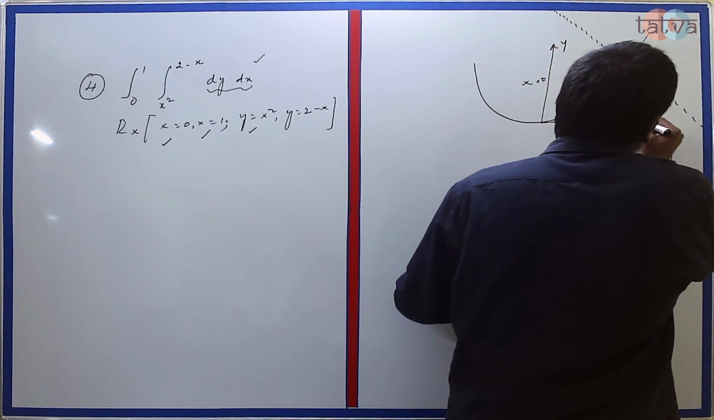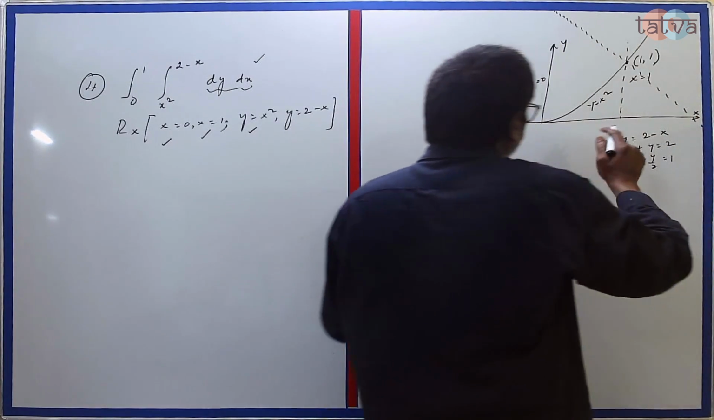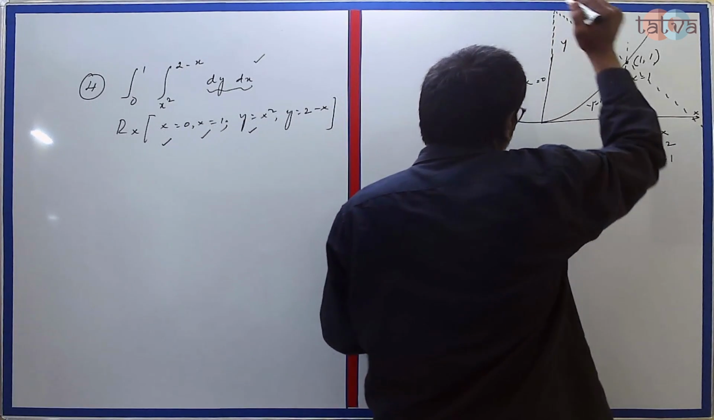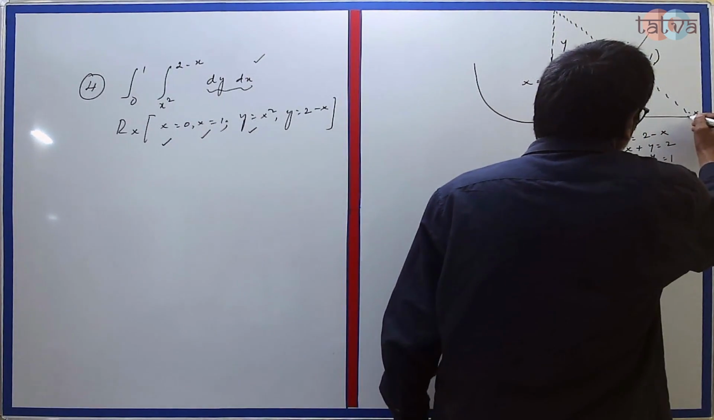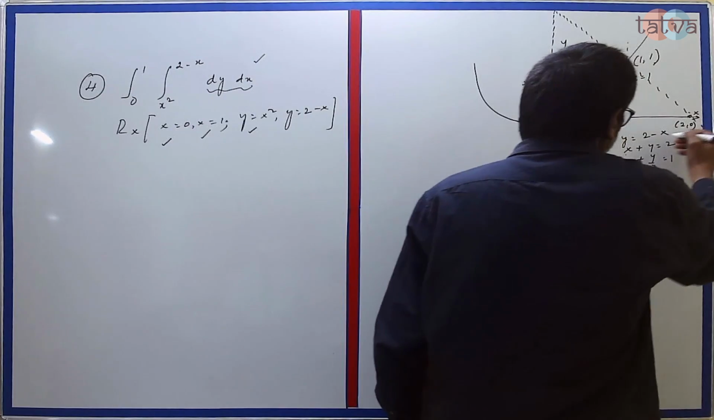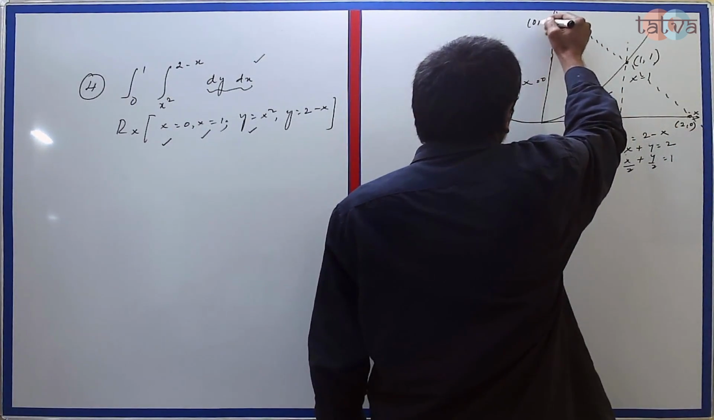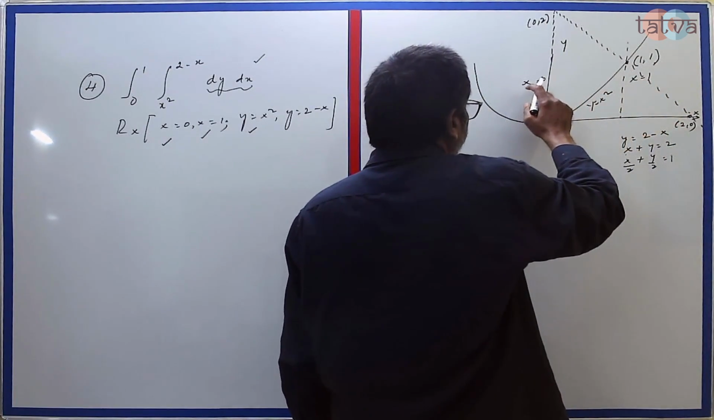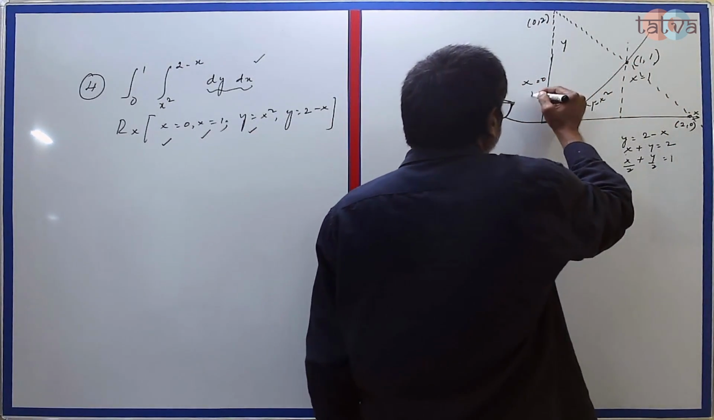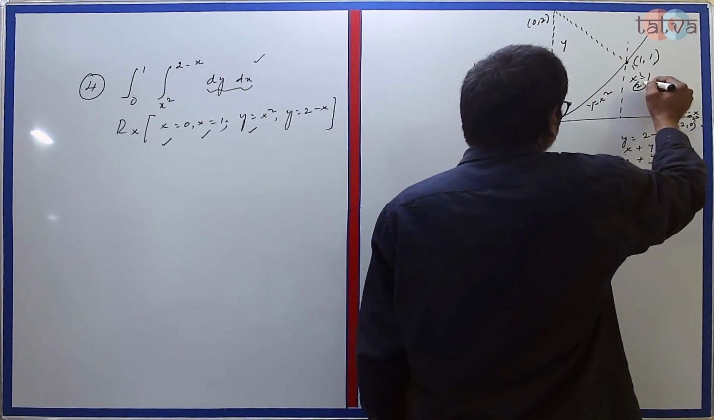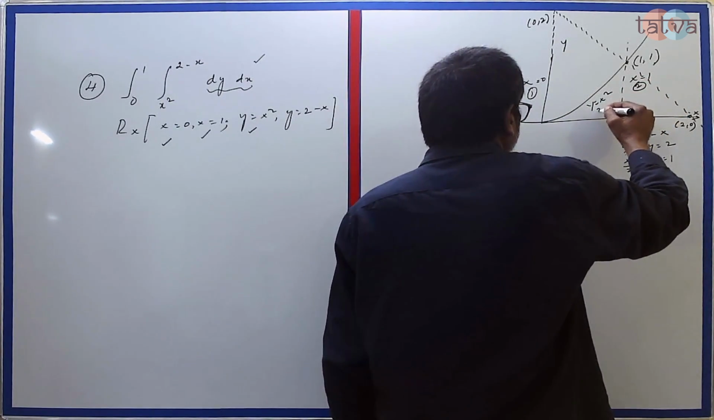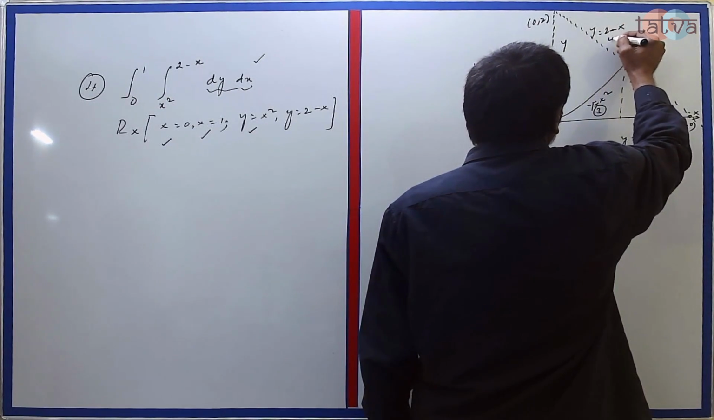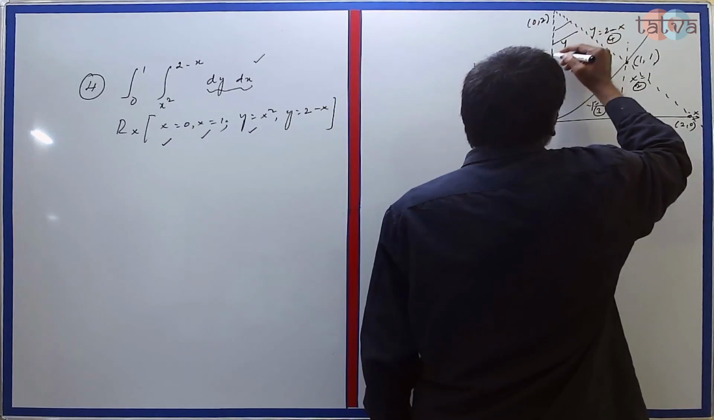So let me extend the x axis to that level. Let me also extend the y axis to accommodate that line. So just for the sake of completing the figure, this point is (2, 0). This point is (0, 2). Now our interest is the region between x is equal to 0 and x is equal to 1. That's number 1 and 2. Y is equal to x square is number 3. And y is equal to 2 minus x is number 4. So that's the region of integration.